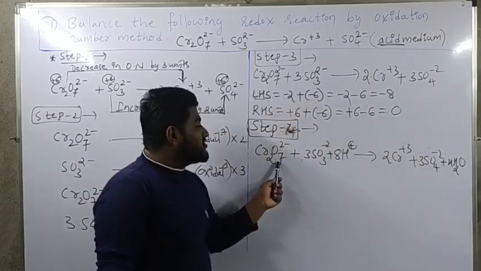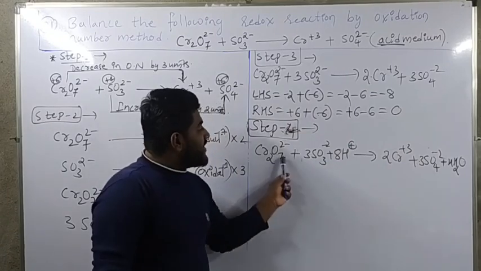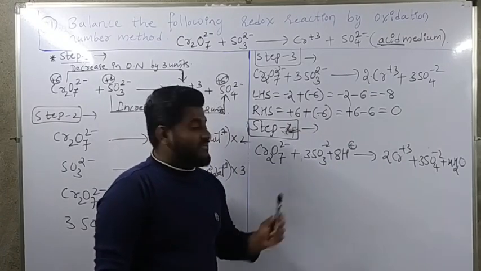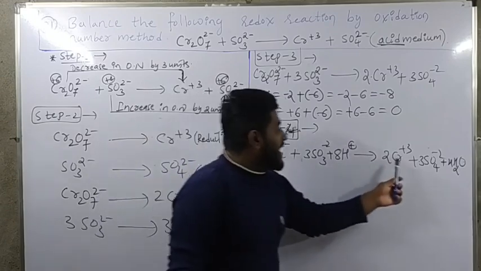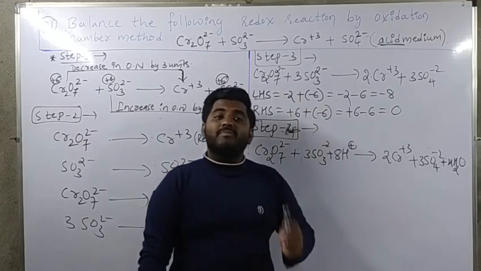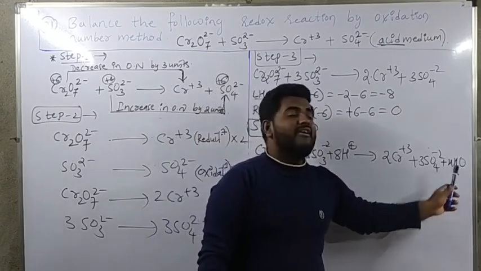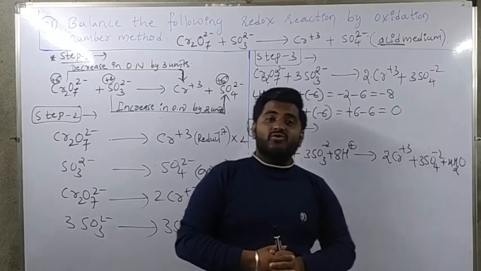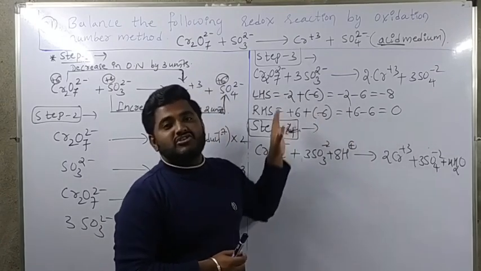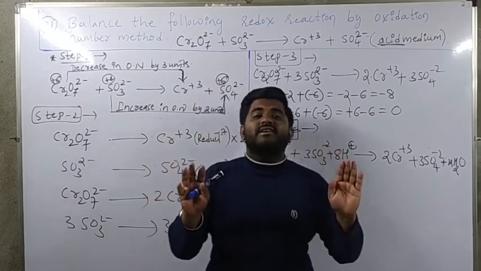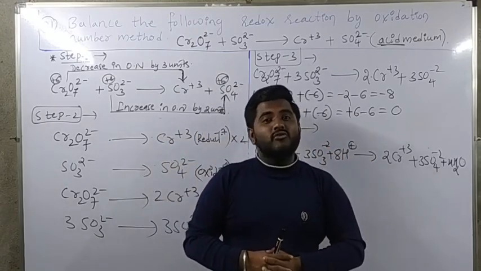Therefore we counted the oxygen and hydrogen. 7, 3 to 9, 9 plus 7, 16 oxygen on the LHS. On the RHS only 12 oxygen. To balance it, on the RHS I have added 4H2O. So hydrogen is balanced, oxygen is balanced on the LHS and RHS, and the charge is also balanced.